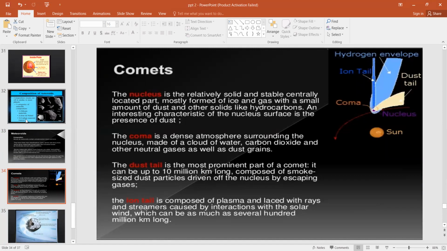Comets. The nucleus is a relatively solid and stable centrally located part, mostly formed of ice and gas with a small amount of dust and solids like hydrocarbons. An interesting characteristic of the nucleus surface is the presence of dust.